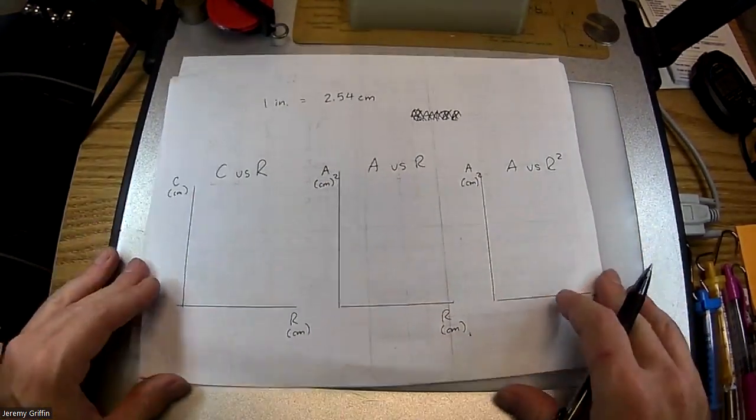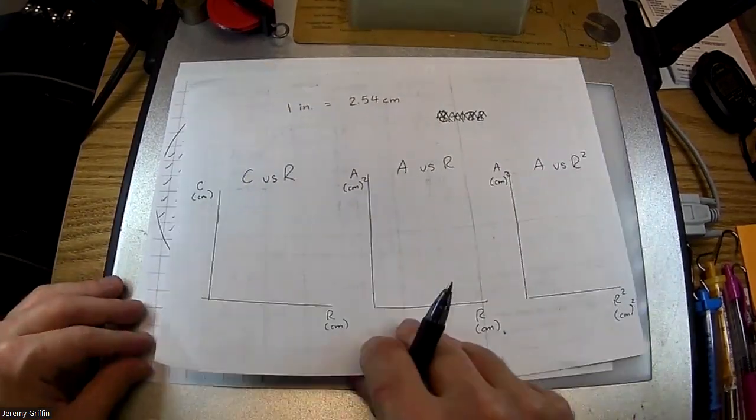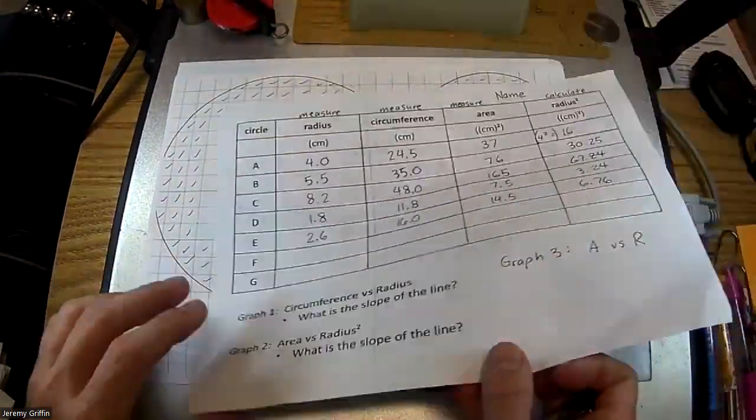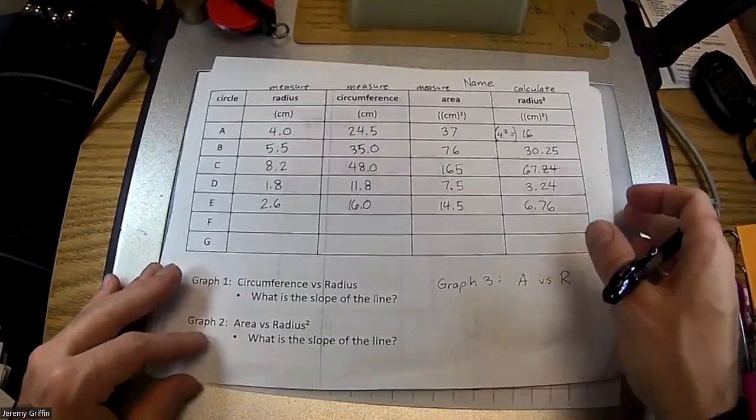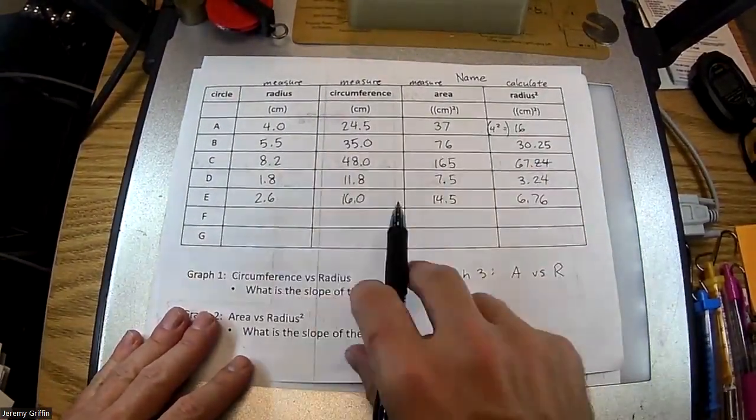Last thing I'll do here before I shut this video off is, well, I've been collecting data all day, so I'll go ahead and start putting the graph together, because some students might want to see, even at this point, how to put a graph together. Okay. Let's say I'm just working with these five circles here.